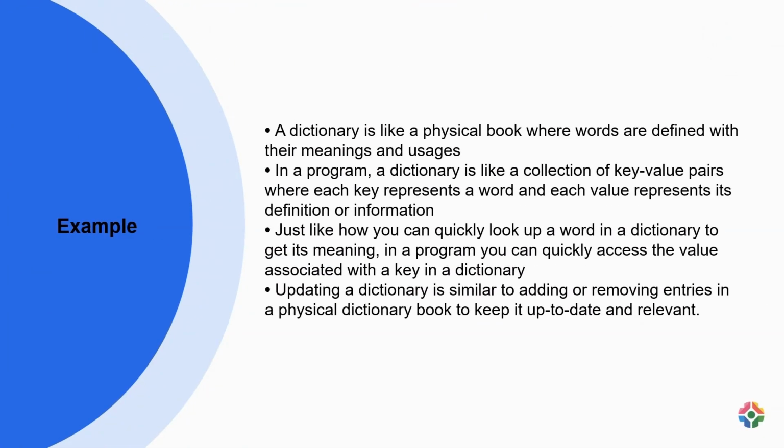A dictionary is like a physical book where words are defined with their meanings and usages. In a program, a dictionary is like a collection of key-value pairs, where each key represents a word and each value represents its definition or information. Just like how you can quickly look up a word in a dictionary to get its meaning, in a program you can quickly access the value associated with a key in a dictionary. Updating a dictionary is similar to adding or removing entries in a physical dictionary book to keep it up to date and relevant.